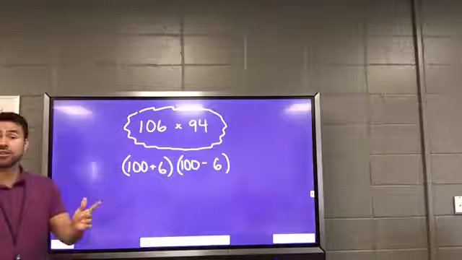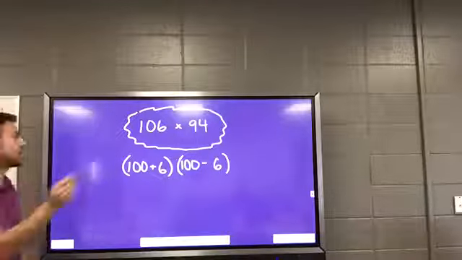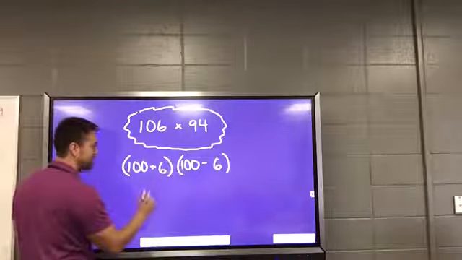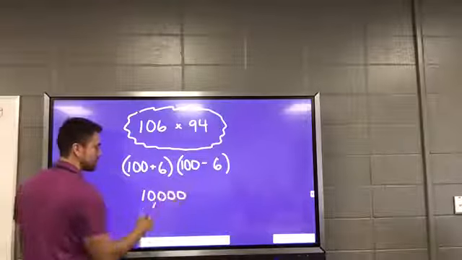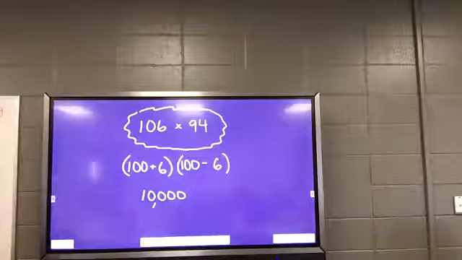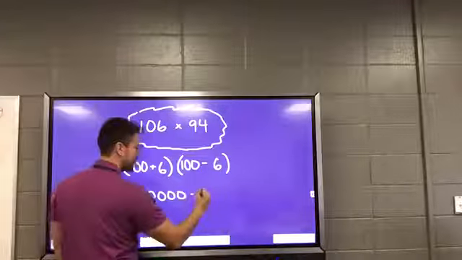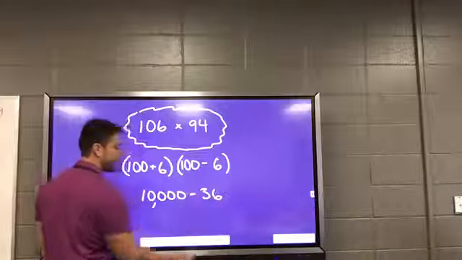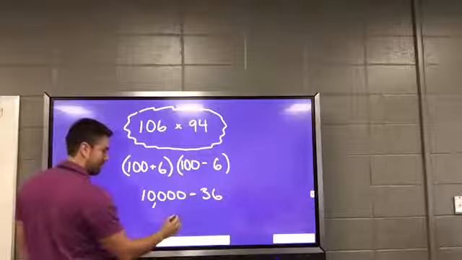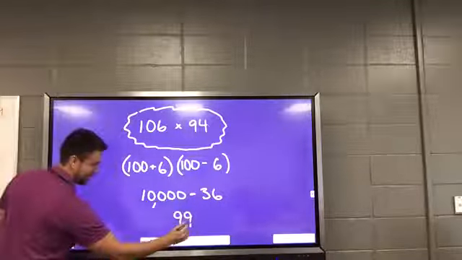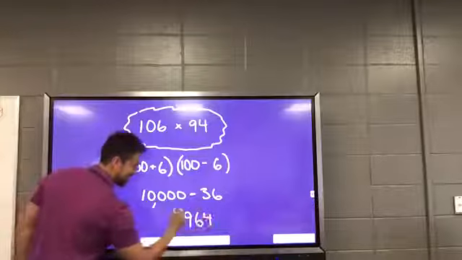All right, difference of two squares. So what's 100 times 100? It's 10,000. And then what's 6 times 6? 36. And what do we do with those two? 10,000 minus 36 is 9,964.